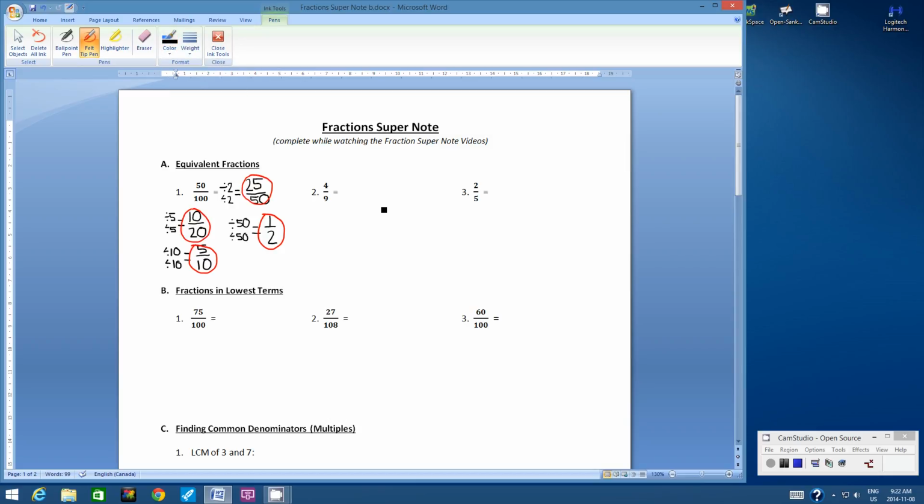Example 2, 4 over 9. Now in this example, the numerator and the denominator numbers are fairly small. So it's going to be challenging to use division. In fact, it's impossible to use division to come up with an equivalent fraction. So let's use the opposite operation and let's use multiplication. Now when we multiply, you can choose any number and choose numbers that you can do in your head. So for our first example, easiest factor to multiply by is 2. So let's show your work and then please write in the equivalent fraction.